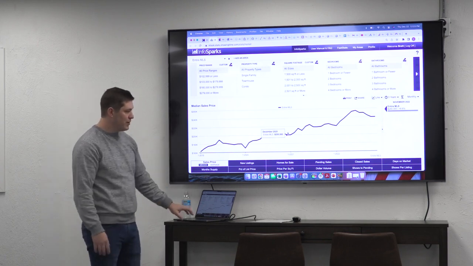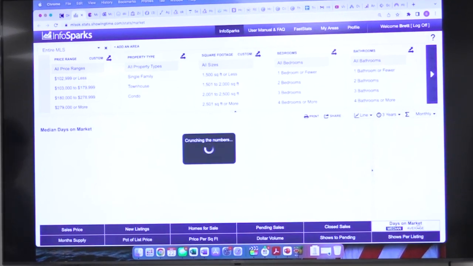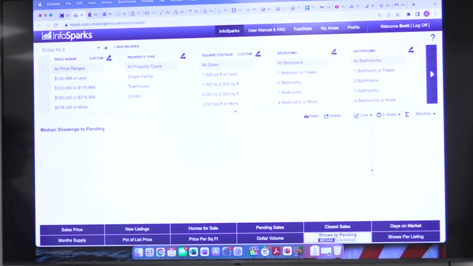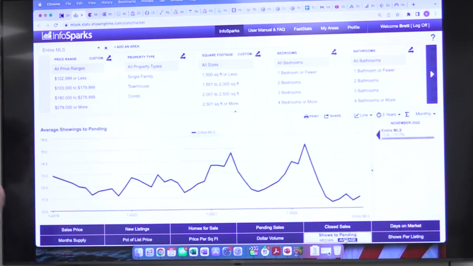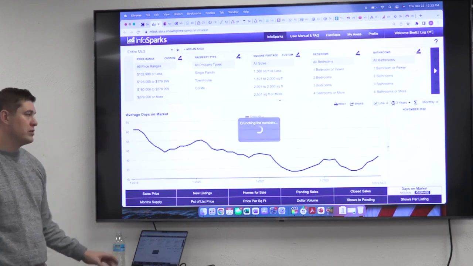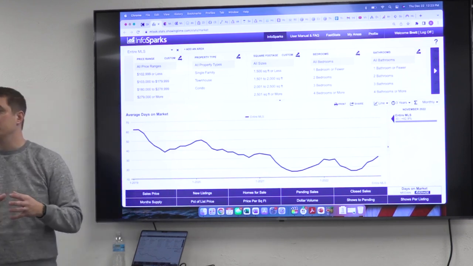So what I'm going to be looking for is average days on market. And I look at average, not median. So I'm going to be looking at average days on market. And then I'm going to be looking at shows to pending, average. So average days on market is going to tell me how long on average do homes, in whatever criteria I plug in, stay on the market before they sell.